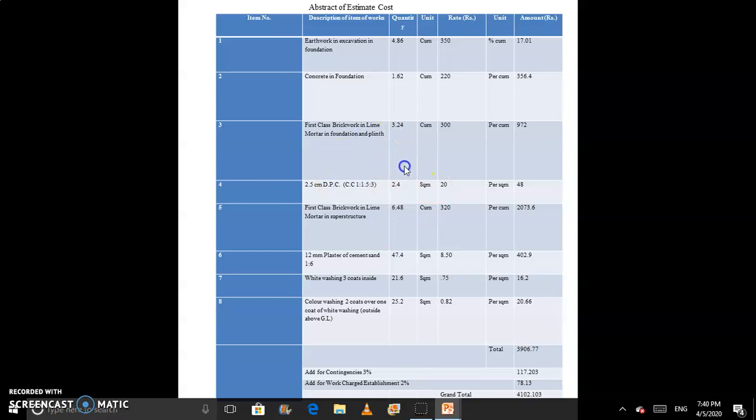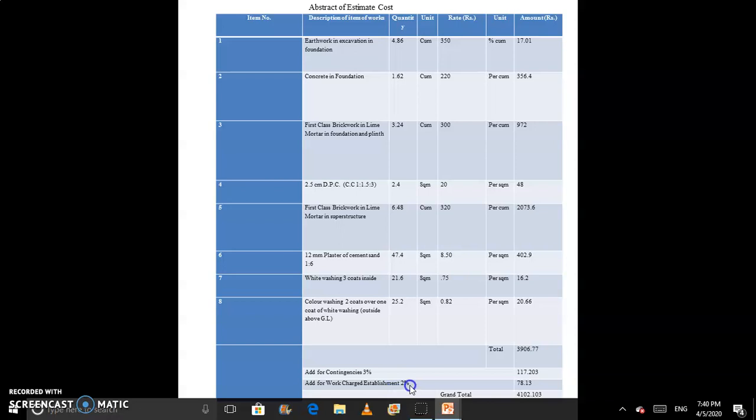This is the work which we include as an extra part. So here we add a contingency of 3%, and if we take 3% of this we get 117.203, and we add work charge establishment as 2%.